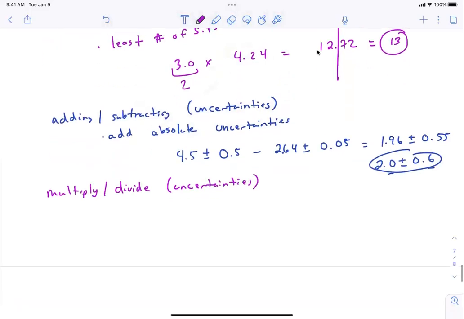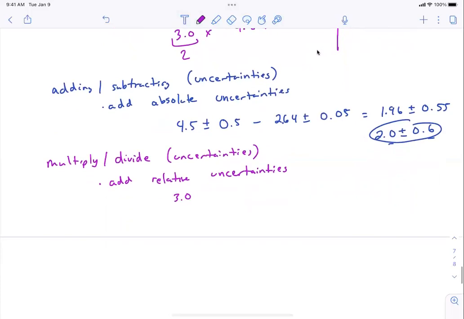When you multiply and divide, you have to add your relative uncertainties. Because again, when you're dealing with different units, those units' absolute uncertainties don't relate to each other in the correct way. So finding the relative uncertainty of each measurement gives you a uniform measure: if this is 10% off and this is 10% off, then your final answer is going to be 20% off.